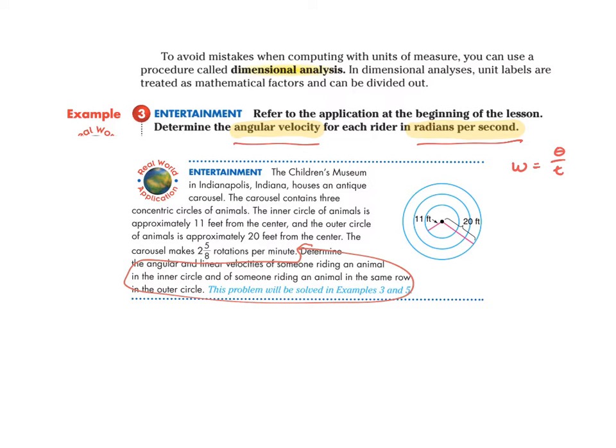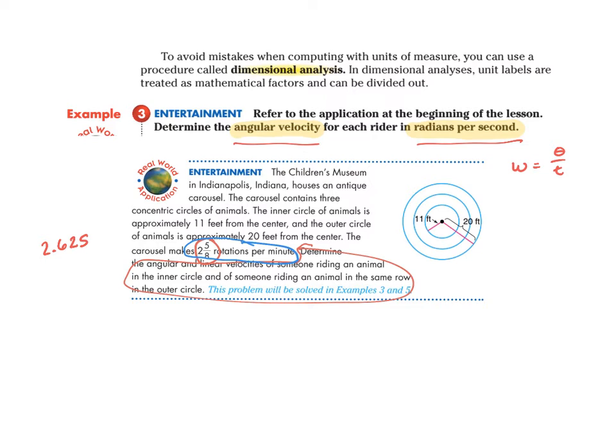One thing I want to note is 2 5/8 is the same as 2.625. So I'm just going to use that decimal instead of 2 5/8 just because it's easier to type in on my calculator. So here's how this works. We are trying to get to radians per second, but our information is given in rotations per minute. Rotations means revolutions, so we have to get from revolutions per minute to radians per second. And this dimensional analysis works like this.